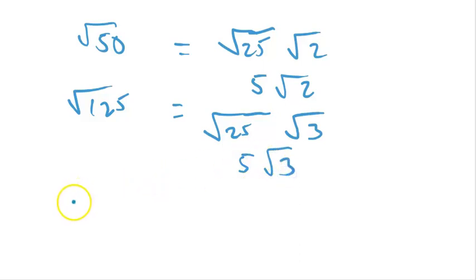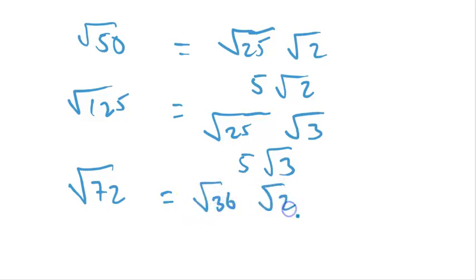Finally, another example I want to show is, say, root 72. You have to break it down into two numbers such that one has a perfect square. The biggest perfect square that goes into it is 36, so root 36 times root 2. When you take the square root of 36, you get 6 root 2.